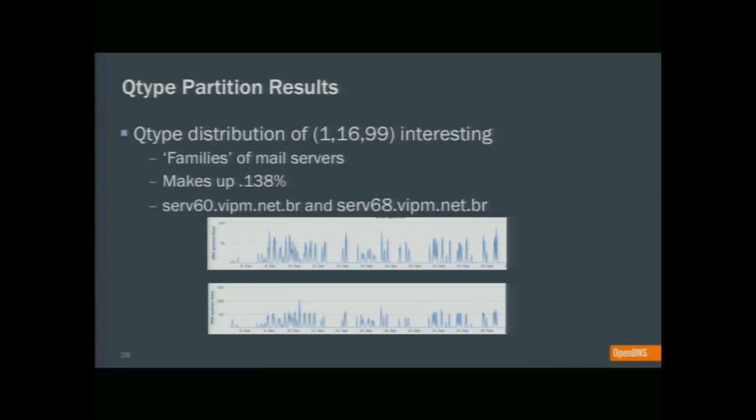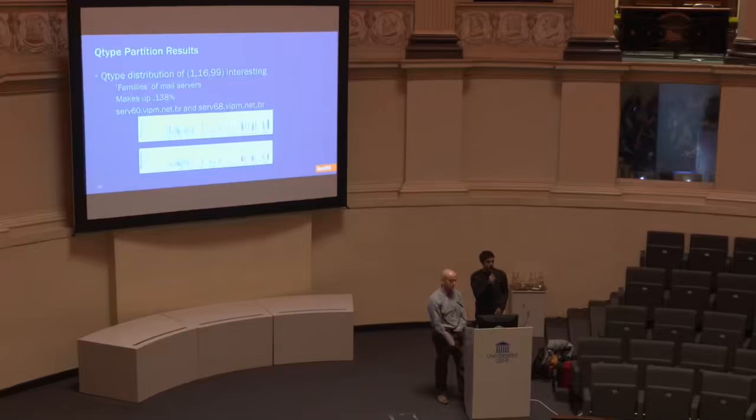Finally, there was the Q-type partition of 1, 16, and 99, which all belong to families of mail servers. In this case, all the domains that lay in this partition were somehow related by their 2LD. In this case, you can see that vpim.net.br had two mail servers that are spiking at exactly the same time. And if we look at the previous history of these domains, we can see that they're almost identical. This was another interesting partition group.